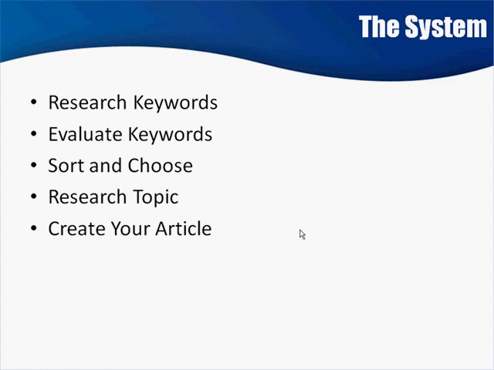So that's the system. Research your keywords. Evaluate the keywords, which ones convert. Sort and choose your keywords depending on how many results are returned by Google, so that you're not out there trying to compete with sites that have been there for years, and they're on the first page and there's like 1 million results for that phrase. You're not going to be able to compete. So you go and you find one that's less than 30,000 results. You're going to get on the first page after you do this. Research the topic, create an article.